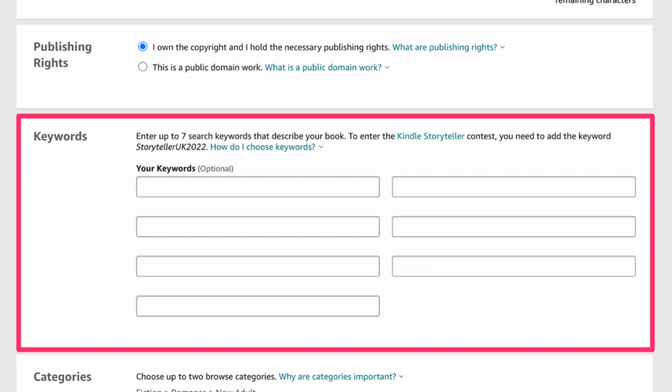So it's not just about jamming as many keywords as you can into these slots. It's about choosing relevant keywords that accurately represent your book's content and appeal to your target audience. So this is where you need to pay attention, especially for low content books. Amazon's guidelines are clear. Use only relevant keywords.